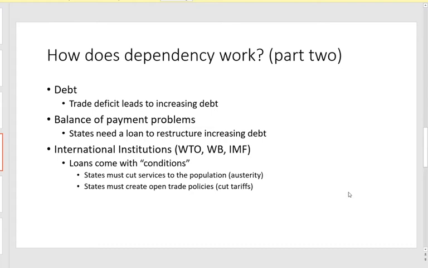And so this is all part of dependency theory. You have a trade deficit. So then you start taking in debt. And then because you have too much debt, you need to restructure that debt to be able to continue to function as a state.